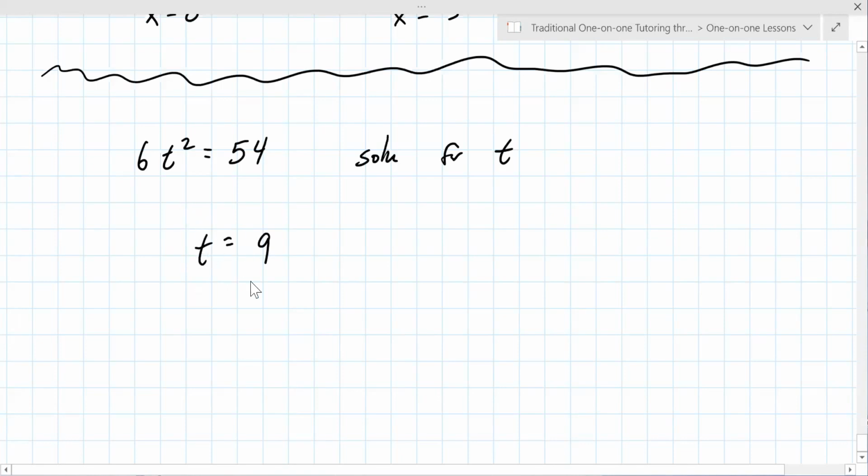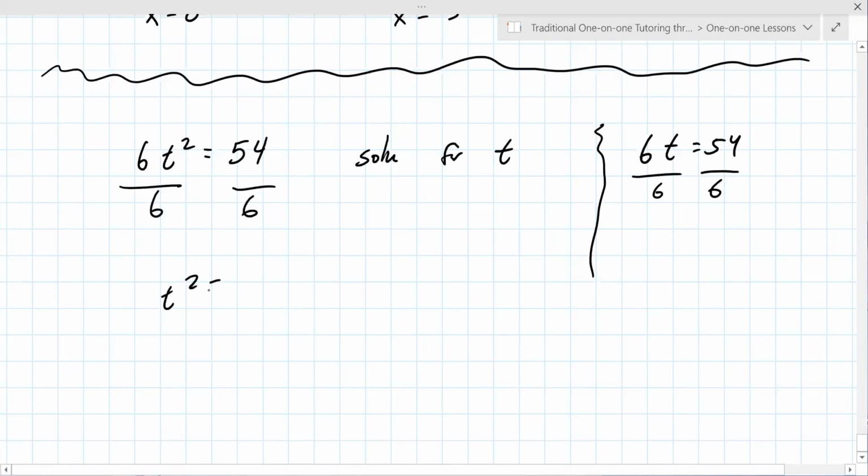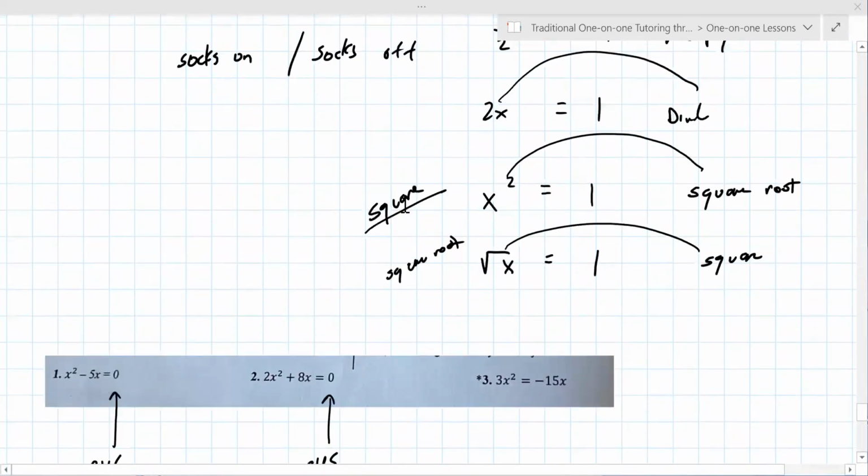All right. So let's just say I gave you a different problem. What if 6t equals 54, what would you do to solve for t? Divide by 6. Okay. So do the same thing here. What does t squared equal? T squared equals 9. Okay. And then it's squared right there. So how do you undo a square? I know what I have to do. I'm trying to think of the word. You undo a square with a square root. You undo a square root with a square.